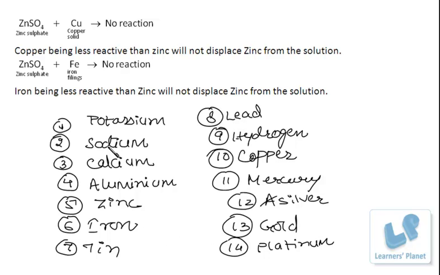So which is the most reactive metal? Potassium. Which is the least reactive metal? Platinum. Now, can calcium displace sodium from its salt solution? Cannot displace, right? The ones which are more reactive will displace the less reactive from its salt solution. Aluminium will displace zinc from its salt solution. Had this been zinc sulfate plus aluminium, the reaction would have been aluminium sulfate plus zinc.